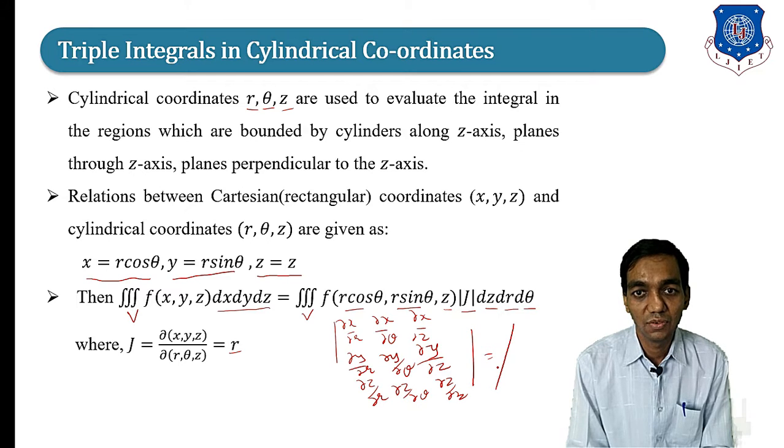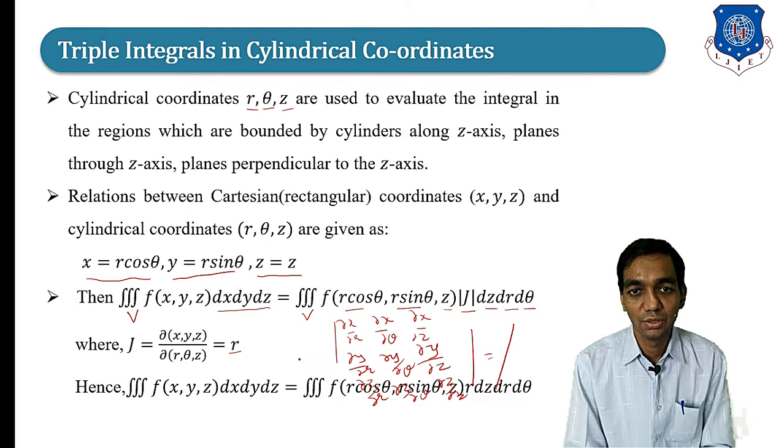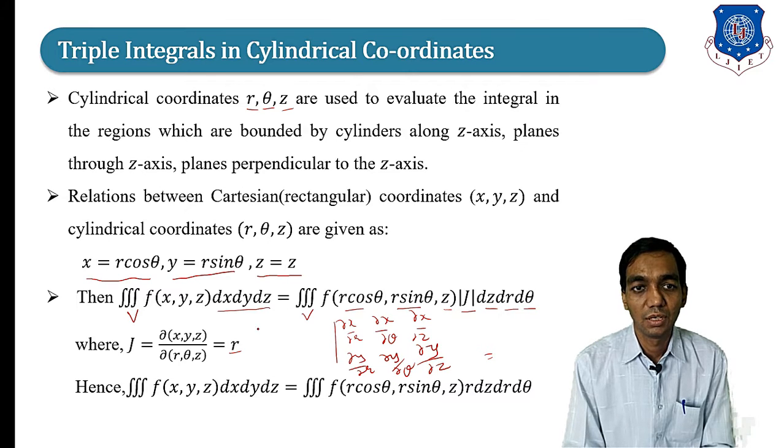So if you put the values, this is going to be cos theta, minus r sin theta, 0; sin theta, cos theta, r cos theta, 0; 0, 0, 1. Simplifying this will give you r. So your double integration is going to be reduced, and the mod of J is basically r, correct?